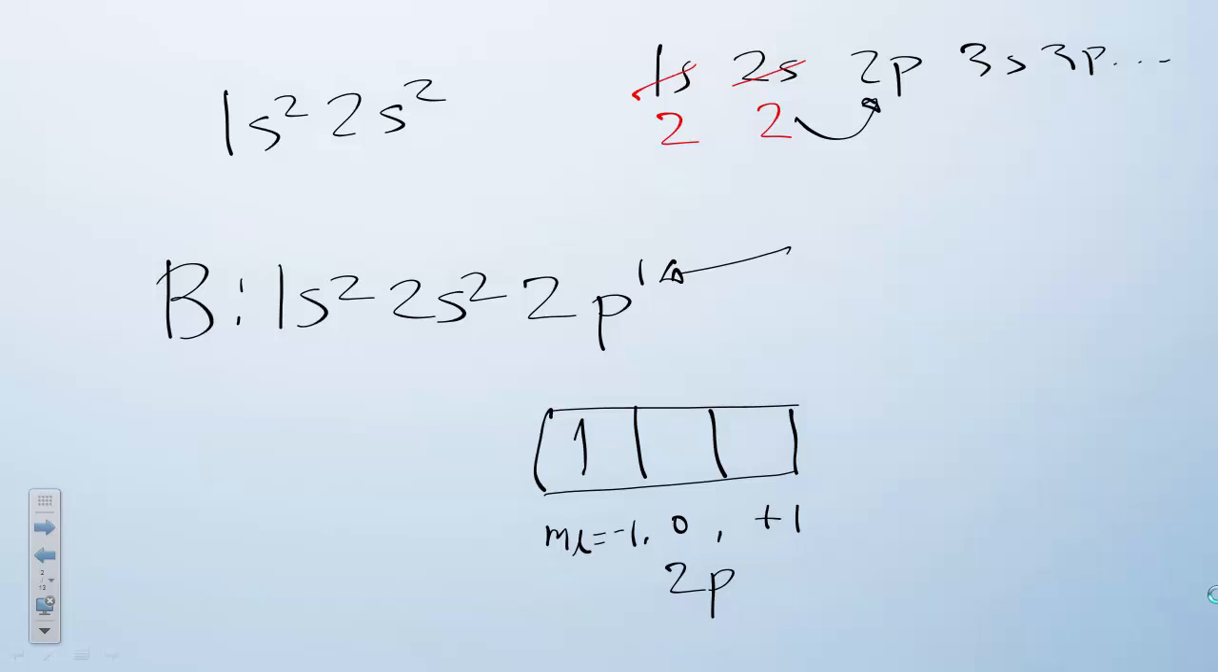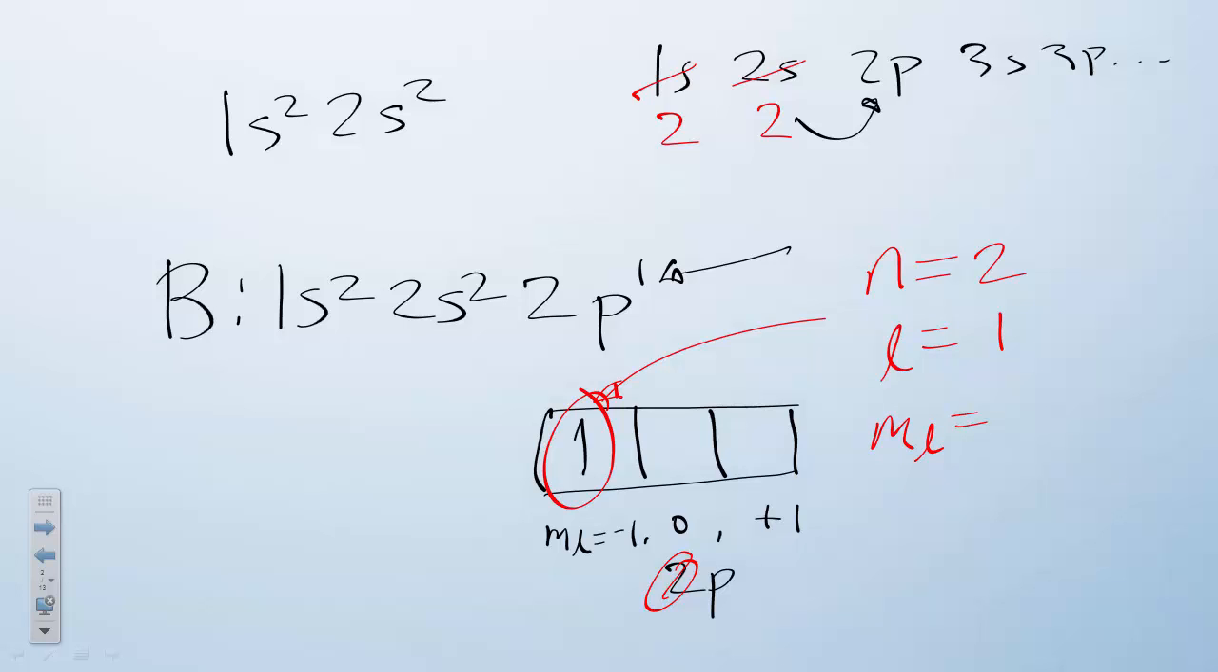So what are the quantum numbers that describe the location of this 5th electron? Okay, remember, we're talking about the ground state. n equals 2 because it's a 2p. l equals 1 because it's a p orbital. m sub L is equal to -1 because it's the leftmost box. And m sub S is equal to +1/2 because it's an upward facing arrow.